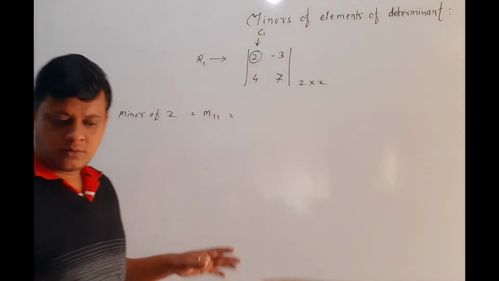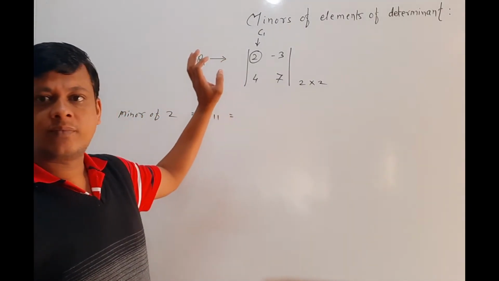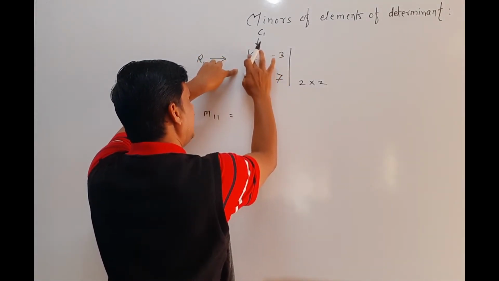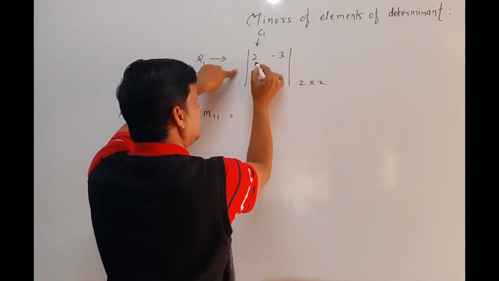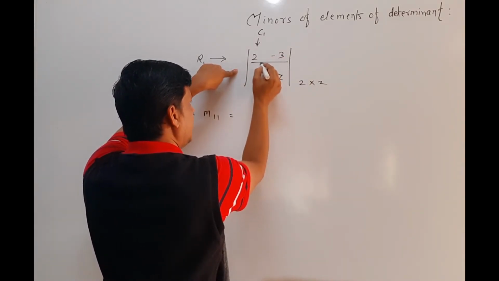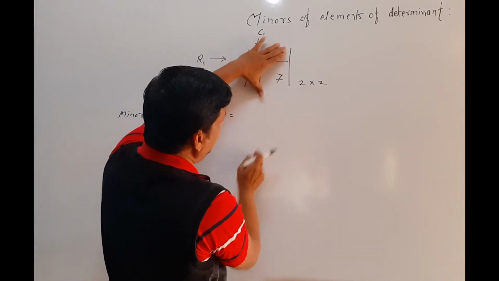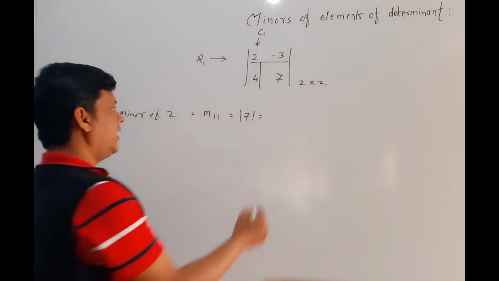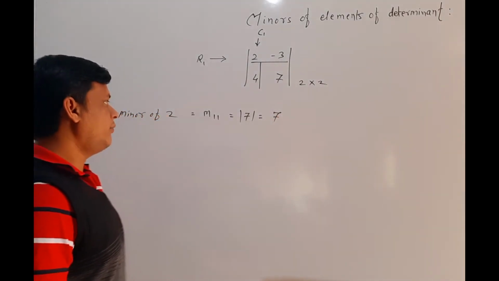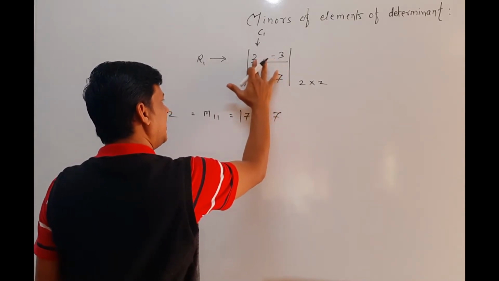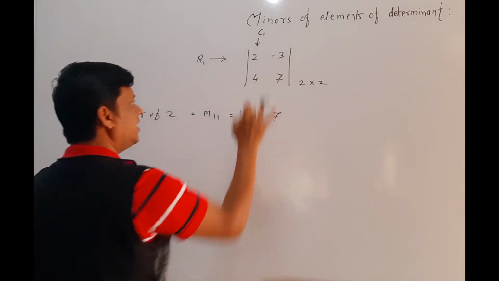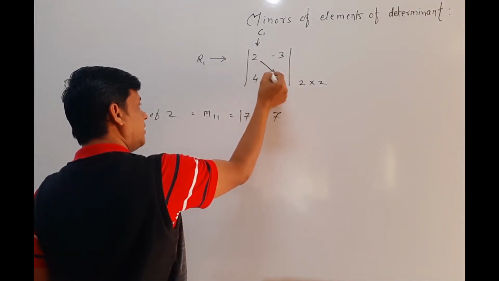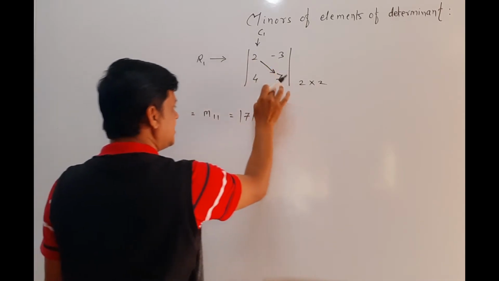Now what is the procedure to calculate the minor of an element? We have to skip the row in which that element lies. That means we skip the first row and the first column. So the remaining element is 7. So we have to calculate the determinant of 7, and the determinant of 7 is 7. If you observe, the minor of an element, if the given determinant is of order 2 by 2, is the element in cross opposite to it. So here the minor of 2 is 7.